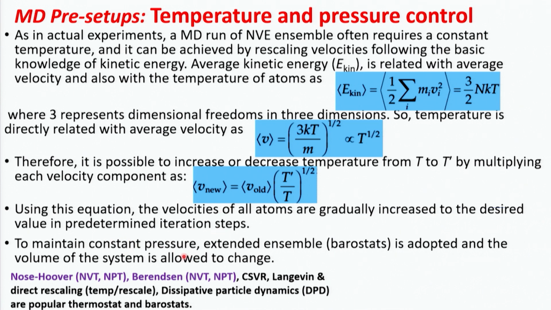To maintain constant pressure, an extended ensemble like Born-type is adopted, and the volume of the system is generally allowed to change. So these are the different thermostats and barostats used: Nose-Hoover, Berendsen, CSVR, Langevin, direct rescaling, and dissipative particle dynamics are popular thermostats and barostats. So mainly Nose-Hoover and Berendsen are used for the barostats, and the others are mostly used for the thermostat, including Nose-Hoover and Berendsen.